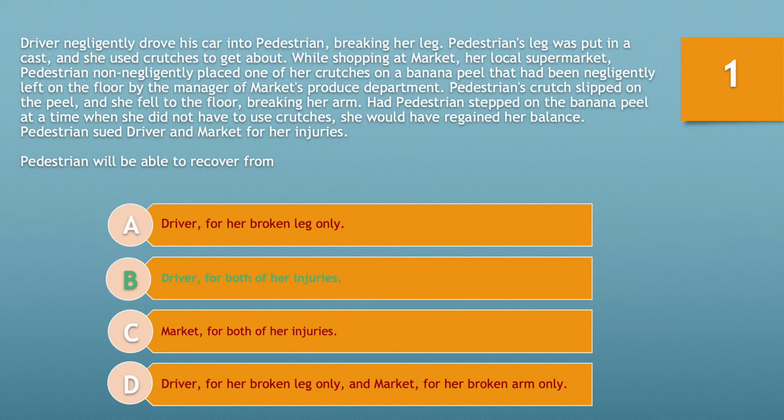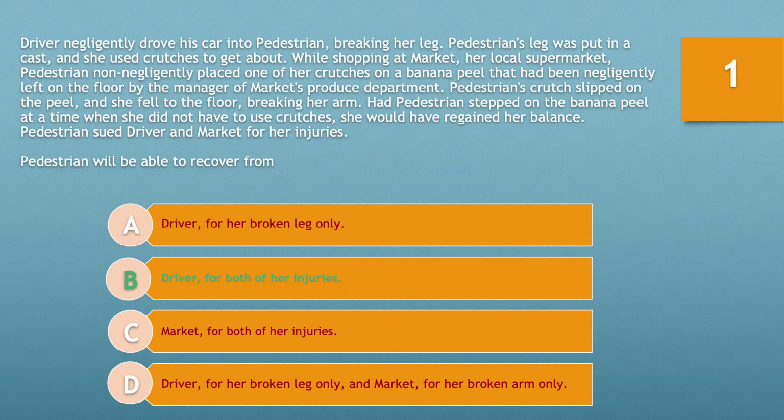Subsequently, while on crutches, pedestrian non-negligently placed one of her crutches on a banana peel that had been negligently left on the floor by the manager of Market's produce department, which caused pedestrian to slip and fall, breaking her arm. Since her broken leg was a substantial factor in the causing of her broken arm, and this injury was a foreseeable result of a pedestrian having to use crutches, driver is also liable to the pedestrian for the broken arm.